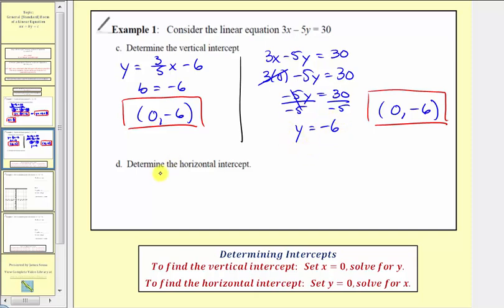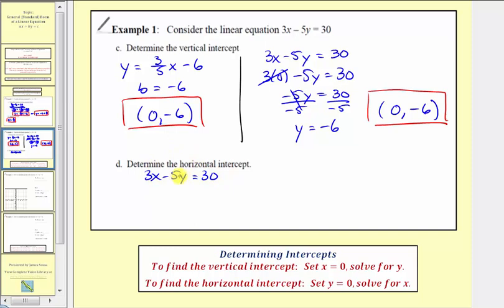And now for part D, we're asked to determine the horizontal intercept, and there are no shortcuts when determining the horizontal intercept. Again, we must set y equal to 0 and solve for x. And we could use either form of the equation. Let's go ahead and use the general form. So we'd have 3x minus 5y equals 30. And now we substitute 0 for y.